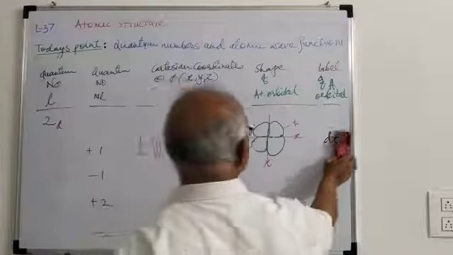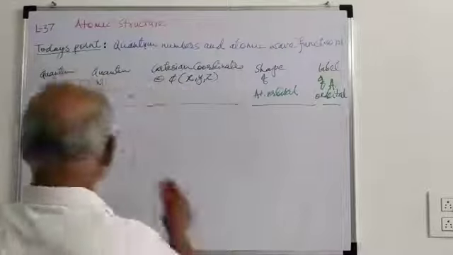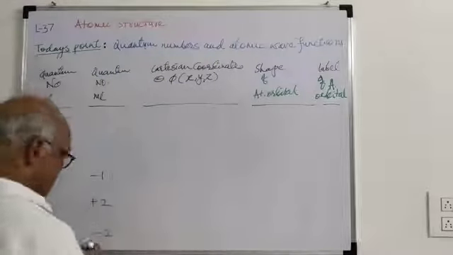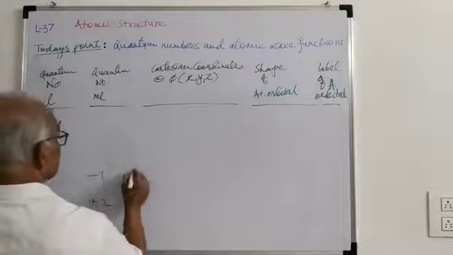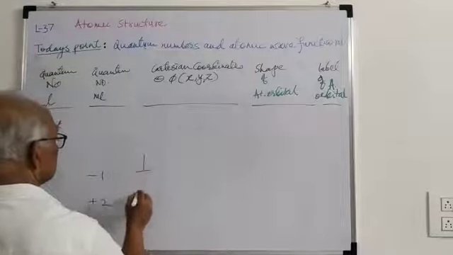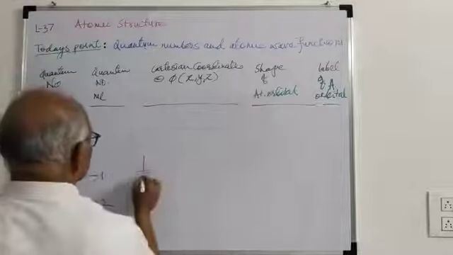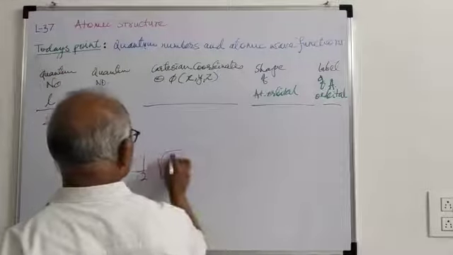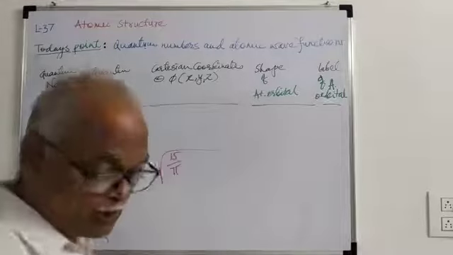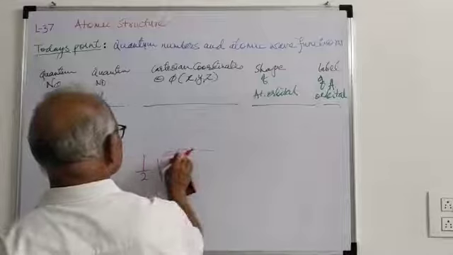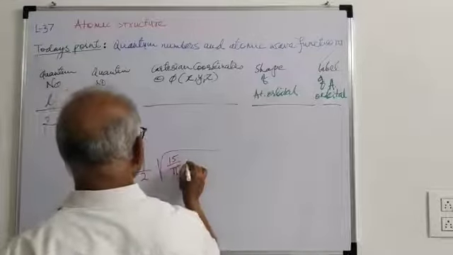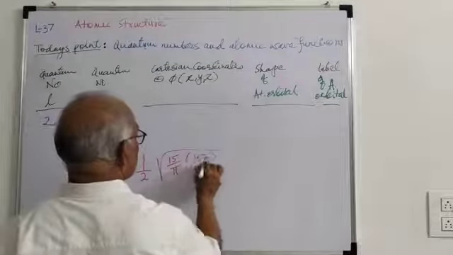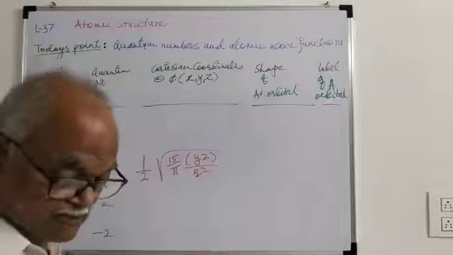Now we will see when it is plus minus 1, then we will also have values like one half of square root of 15 upon pi into d, that is yz upon r square.